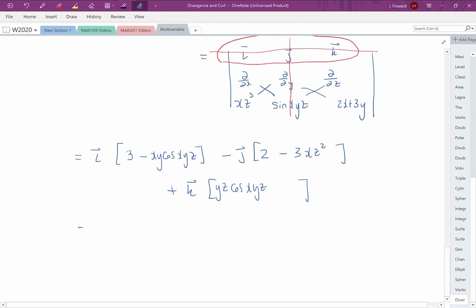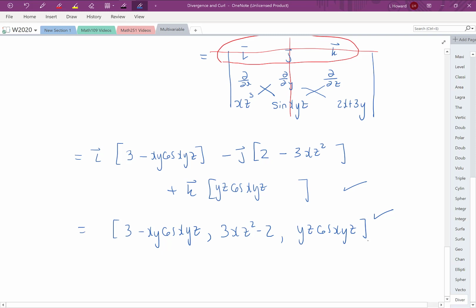And if we want, we can write that back in component notation. That's totally optional. It's just a notational thing. If you are doing that, just watch the signs on the j term. So it would be 3xz squared minus 2. So either of those are good for our final answer.